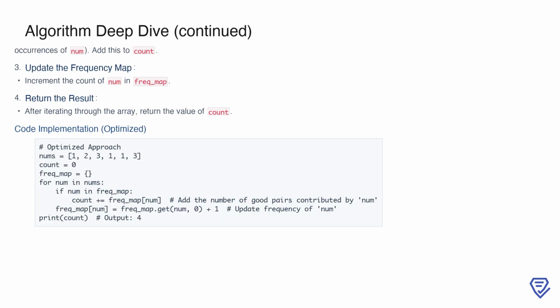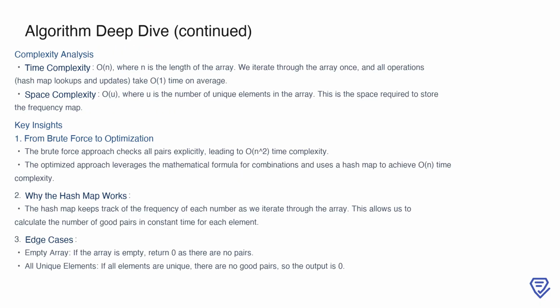This approach significantly improves performance by eliminating the need for nested loops and directly leveraging the hash map for efficient frequency counting. The optimized approach has a time complexity of O(n), where n is the length of the array. This is because we only iterate through the array once, and hash map operations like lookups and updates are O(1) on average. The space complexity is O(u), where u is the number of unique elements in the array, as the hash map stores the frequency of each unique number.